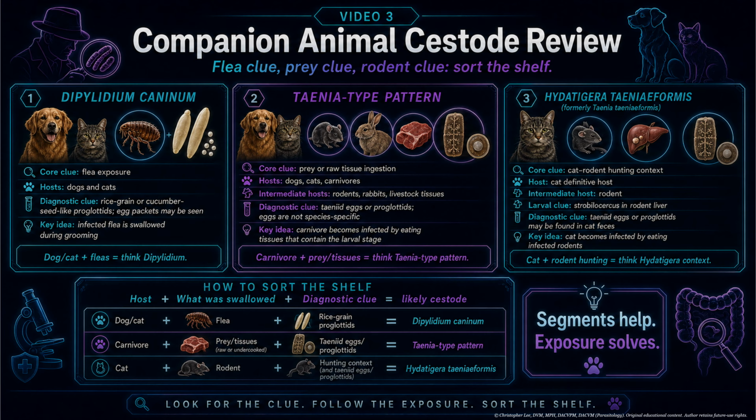Diagnostically, proglottids are often the most useful clue. Eggs can support the diagnosis but may not provide a species-level answer. An exposure history helps narrow the pattern. For companion animal cestodes, keep the rule simple. Host plus what was swallowed plus the diagnostic clue equals the likely cestode pattern.